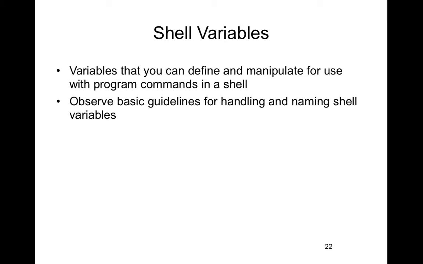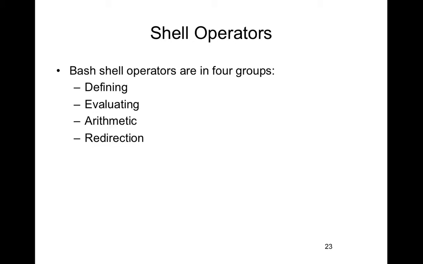So, anyway, long story short, lots of stuff is in the environment, and lots of stuff can be kept, stored and manipulated. So variables are important. This stuff I'm talking about are variables. Variables can be defined, manipulated, and used with program commands in the shell. Observe the basic outline for handling and naming shell variables. Here we go. So let's talk about bash, and I'll have to go back to bash when I use these things. Shell operators are in 4 groups. We've got defining, evaluating, arithmetic, and redirection operators.